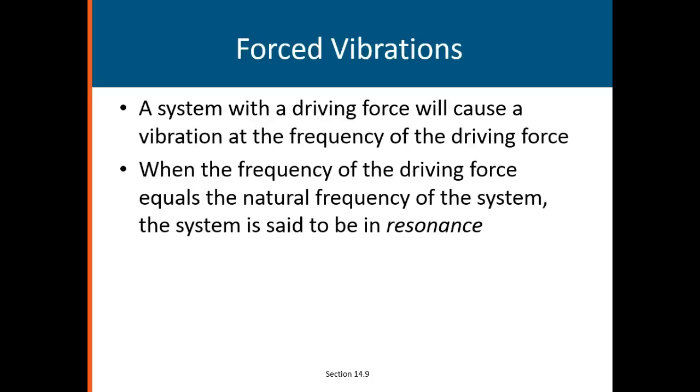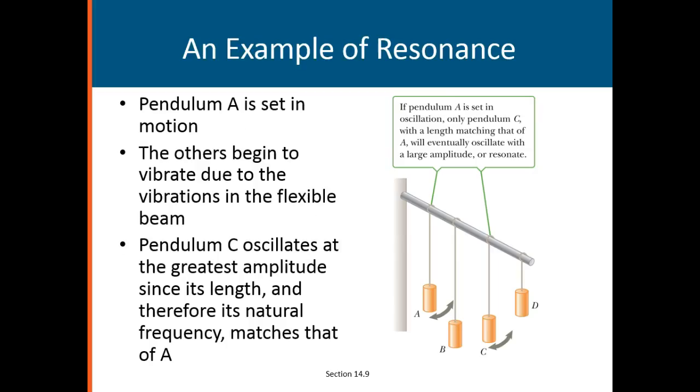I don't know when to give the example of this or not. Let's go on and see what they do, and then if I find a good place, I'll put it in. Pendulum A here is set in motion. Now it looks like pendulum A has a moderate length wire. Pendulum B looks like it has a longer string, and D looks like it has a shorter string. Sure enough, C looks like it has about the same length of string.